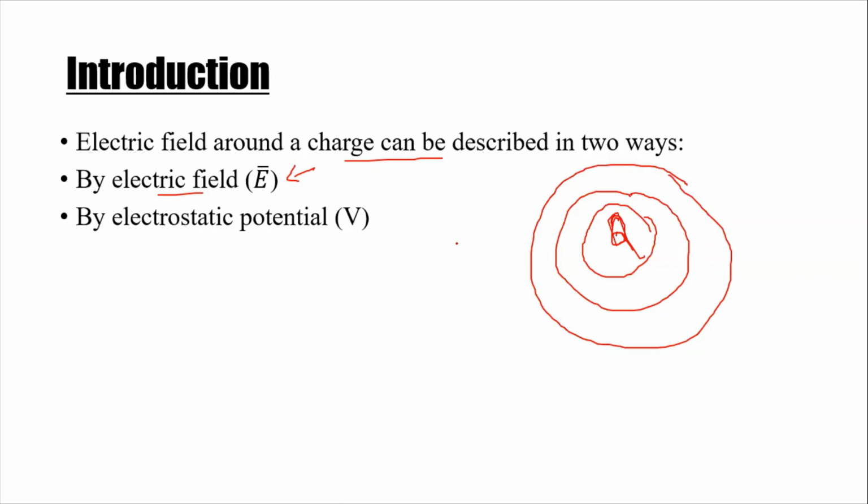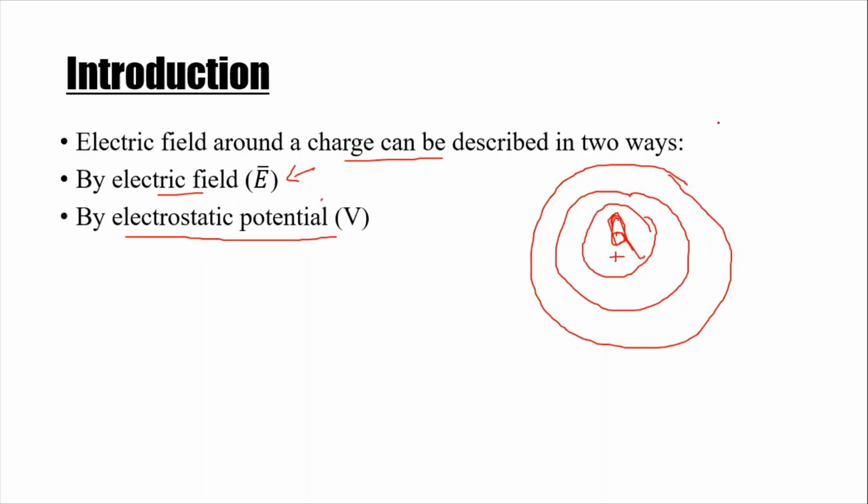We have discussed this earlier. The new term is electrostatic potential. The name very clearly says that there is a potential due to the static nature of this charge. So now we can see a charge Q here. Let us assume this as a positive charge.